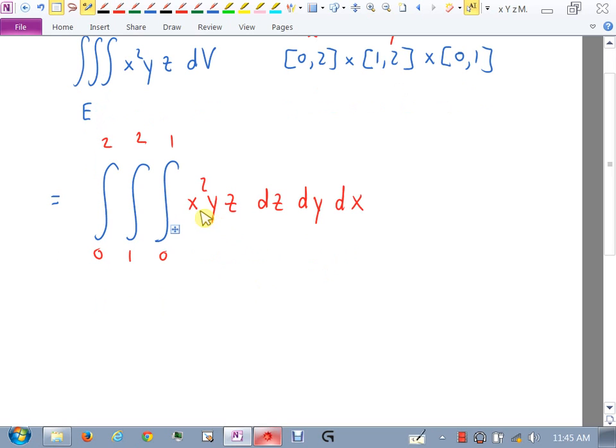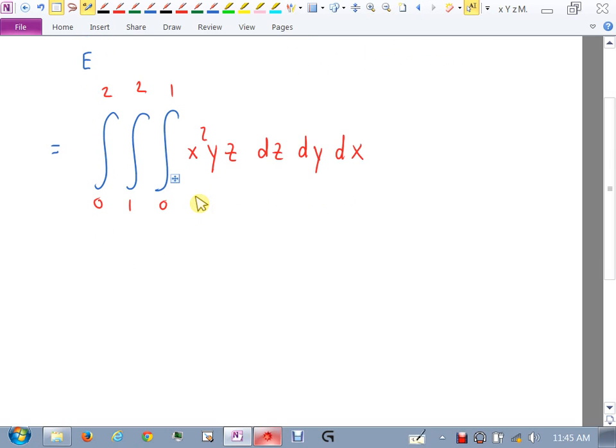Are we going to have any issues integrating this with respect to z? I don't know. Are you? So here's what I'll do. I'll break the problem up into 3 integrals. I told you I like to keep it all together, but some people like to break it up. I'm going to show you how to break it up and put it back together, just so you've seen them both.